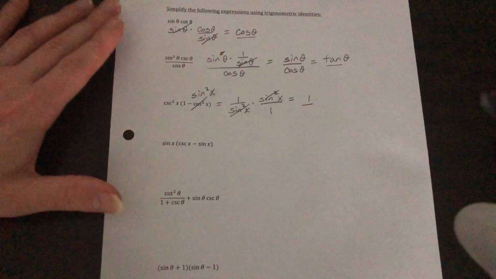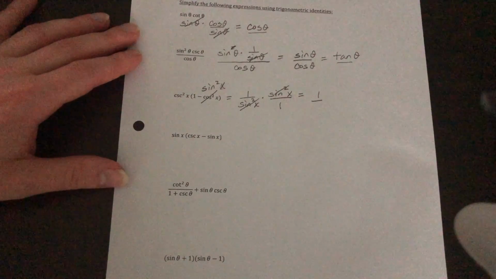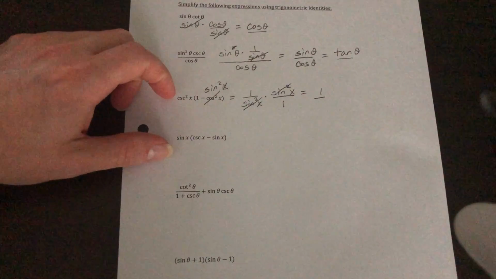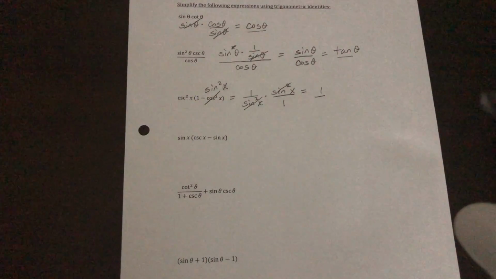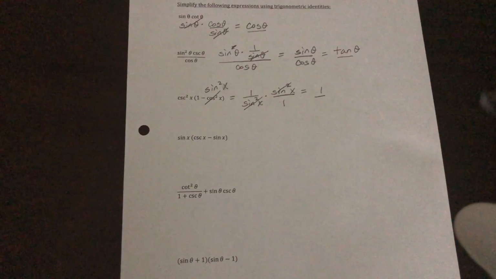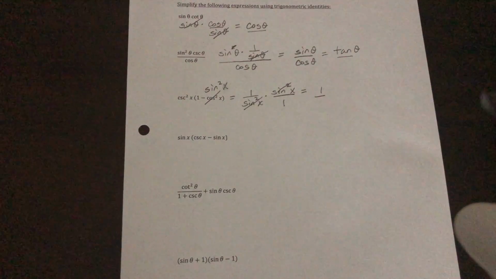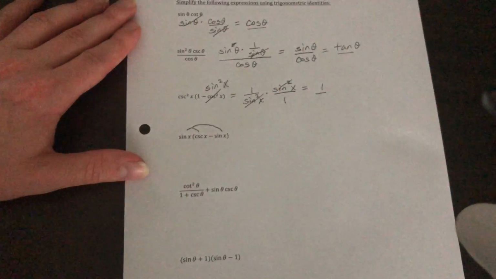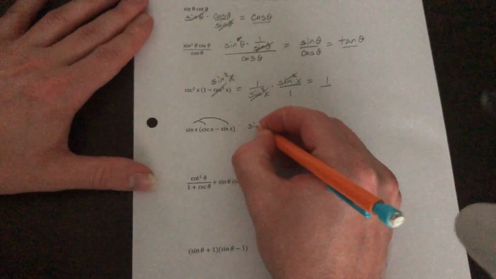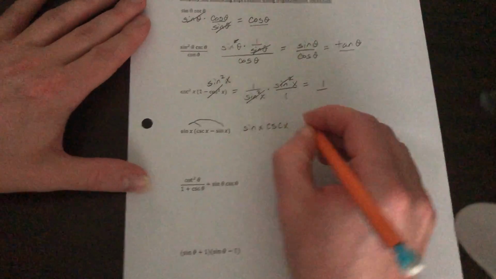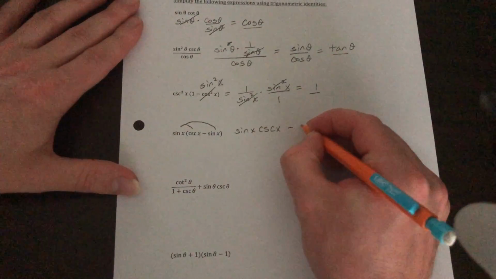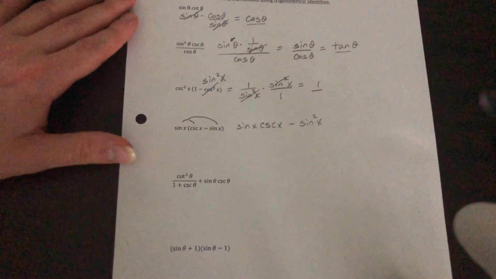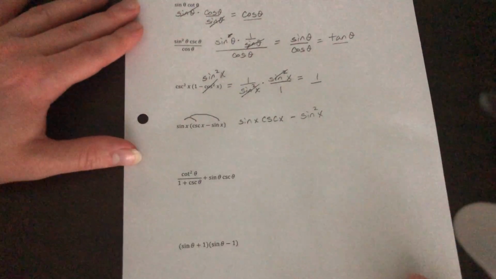Okay, the next one. We're going to do sine of x times the quantity cosecant of x minus sine of x. Now, between these two problems, I saw that I could simplify 1 minus cosine squared first. In this example problem, I'm probably going to distribute first because I can't simplify on the inside of the parentheses. So sine of x times cosecant of x, and sine times sine is sine squared of x.